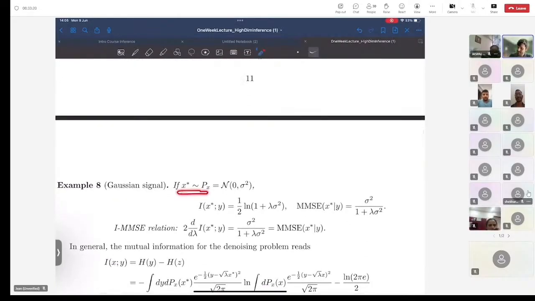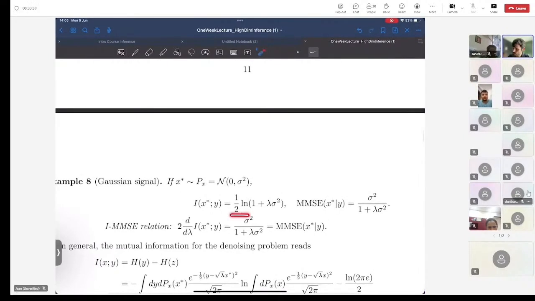Let me just give you an example. If the X star you want to recover is a Gaussian variable itself, so you have a Gaussian variable you want to infer which is corrupted by another Gaussian variable, which is noise, you can compute explicitly the mutual information, and it's a very simple formula. It's 1/2 of log of 1 plus signal to noise ratio times the variance of this signal, okay?